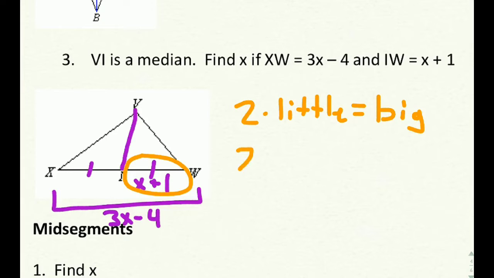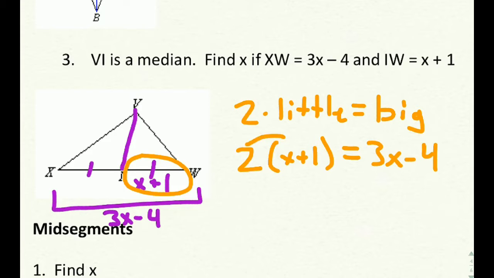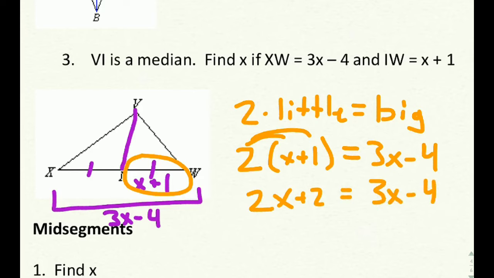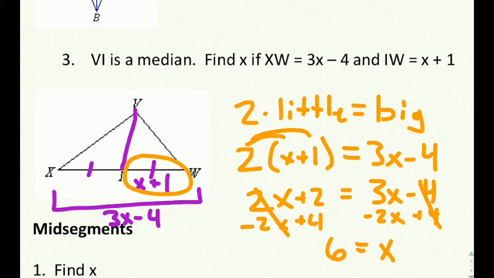So let's write this out now with our actual values we have in here. We have x plus 1 for the little piece, and I'm going to double that, and that should be equal to the big piece, which is 3x minus 4. I distribute. I clean up my sides. I subtract 2x from both sides, and I add 4 to both sides. And I'm going to get x is equal to 6.